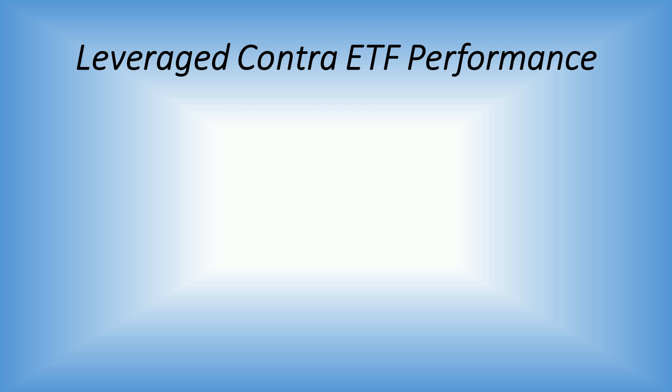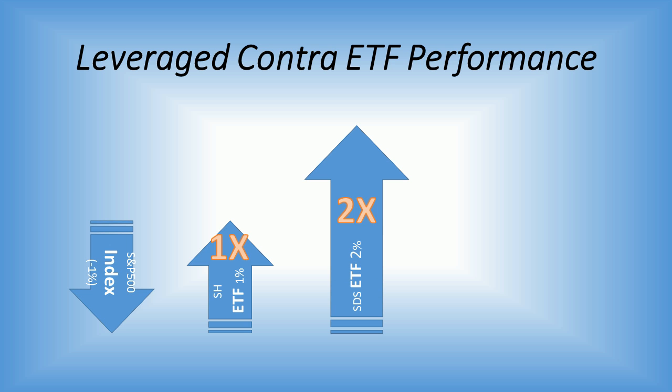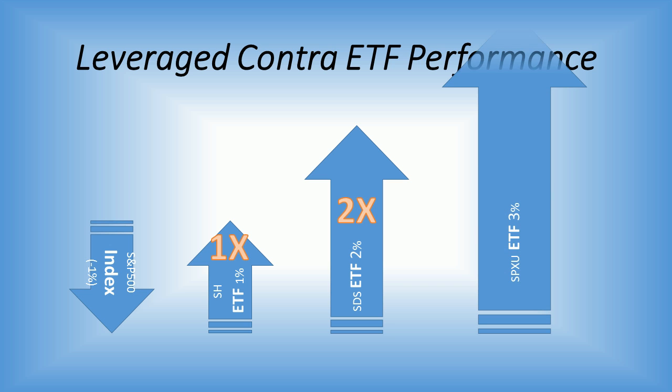To help you visualize this concept, when the market falls 1%, our Contra goes up 1% if it's non-leveraged or regular, 2 times if it's double leveraged, or maybe even 3 times if it's a triple leveraged Contra ETF. But remember, nothing comes for free in the stock market, and that 3 times performance comes with 3 times the price swing or volatility.